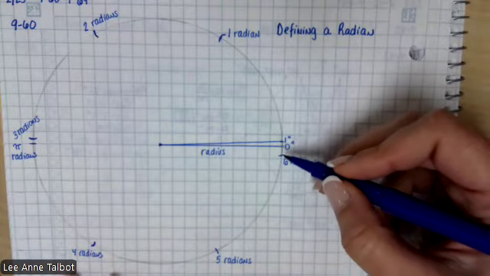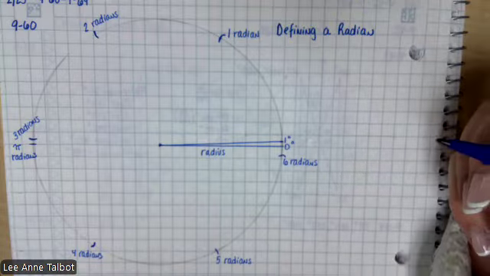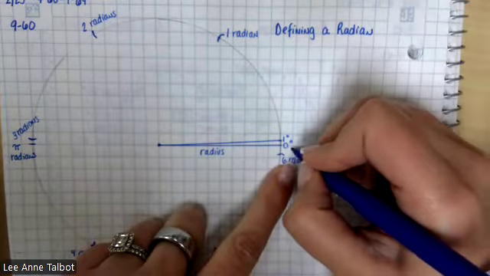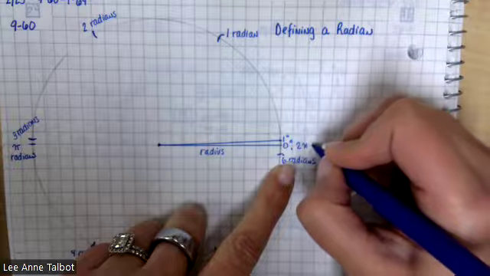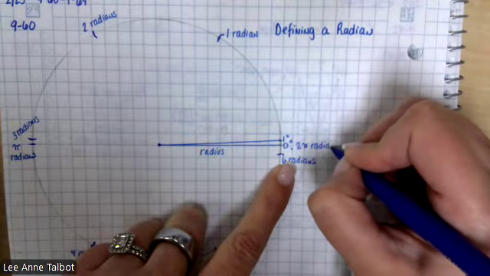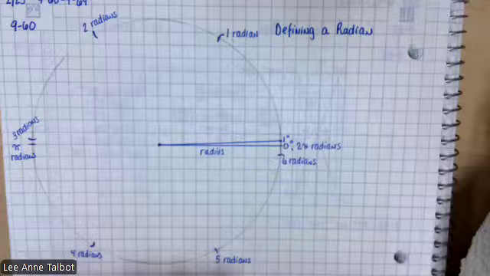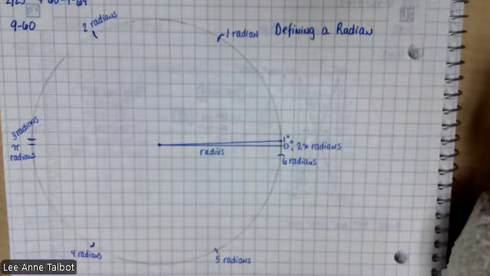Okay, and a little bit more than 6 is 2 pi radians. Okay.